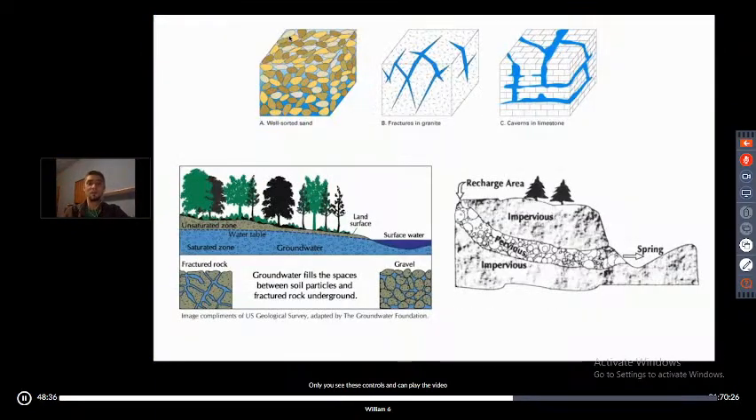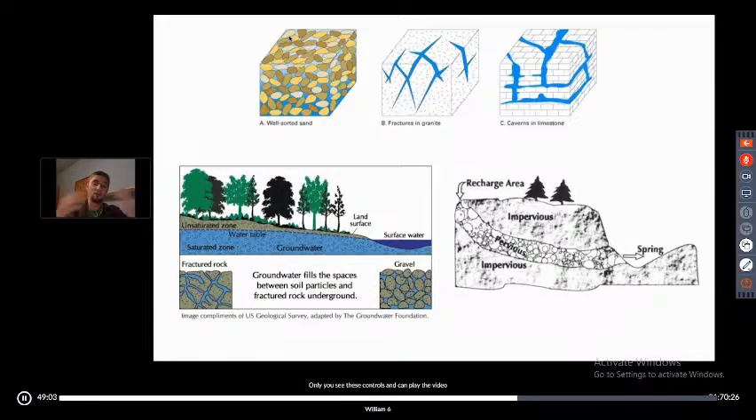Okay, so we went through the precipitation, went through the watershed, and now let's talk about the groundwater. Groundwater occurs in rocks underneath. So we have different rock types, and for each different rock type, the way the groundwater behaves is slightly different.